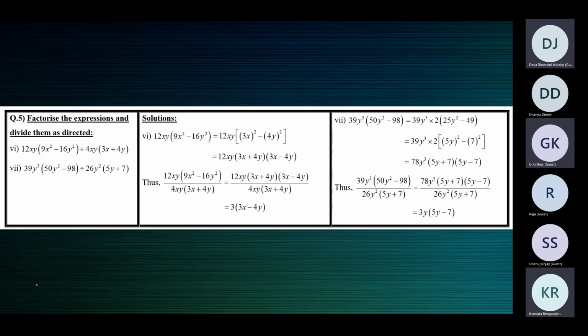All right, let's see the next one. So in the seventh one, this is the numerator. There are two terms, 50y square and 98, but we are unhappy because both of them are not perfect squares. So we don't know what to do. You're not happy with 50y square because it's not a perfect square. You're not happy with 98 also because it's not a perfect square.